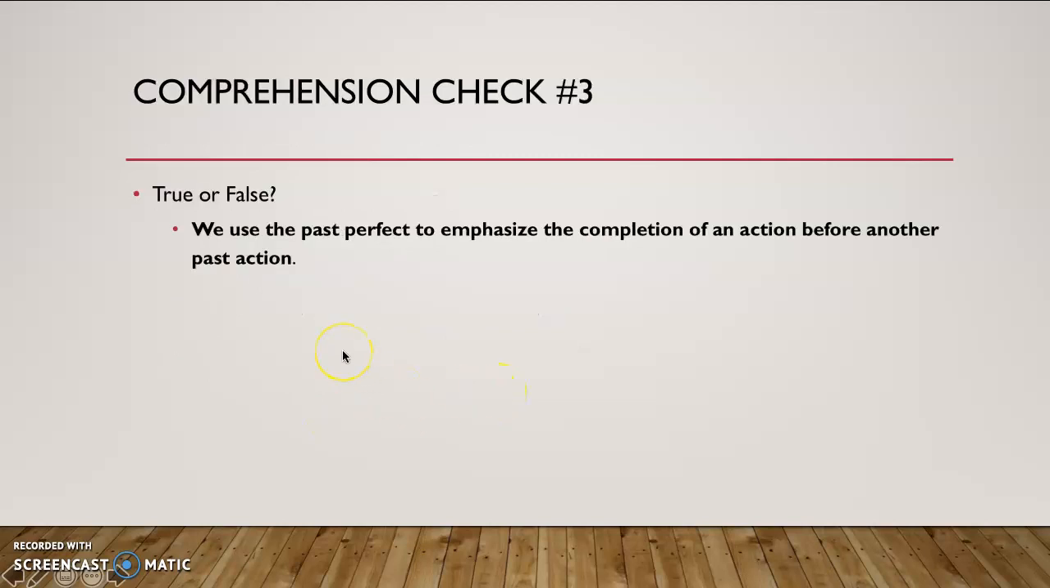Comprehension check 3, true or false? We use the past perfect to emphasize the completion of one act before another past action. Take a minute, pause the video, and we'll be right back.